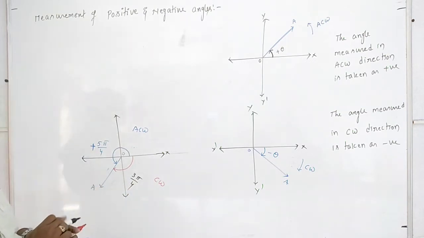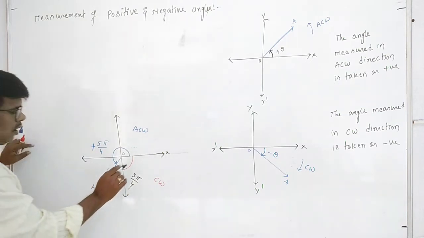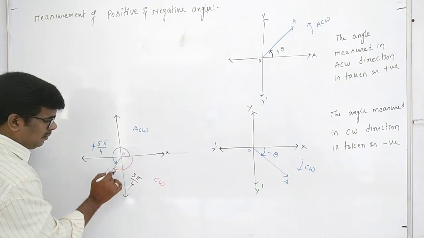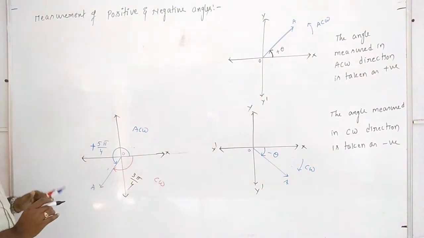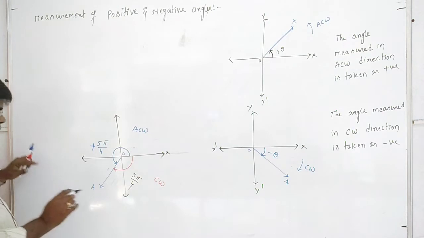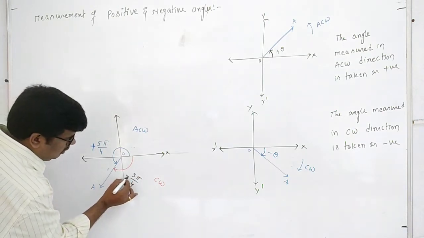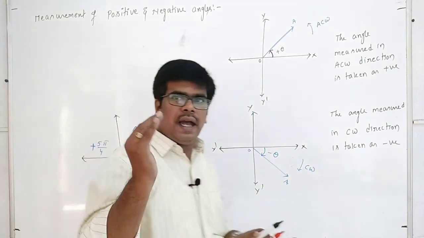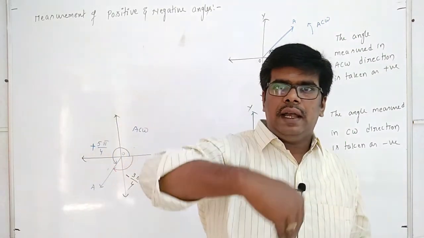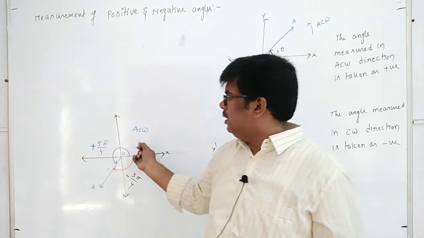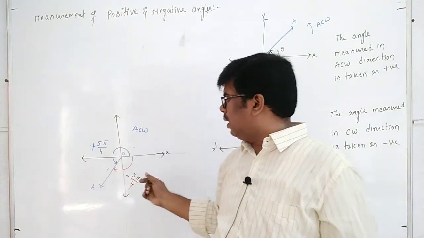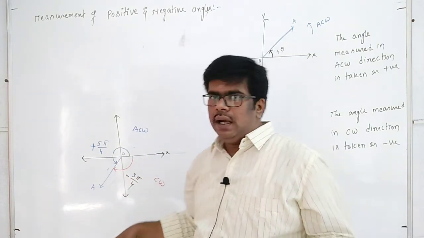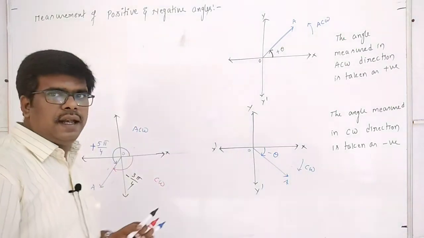And what about the sign here? In what direction did we measure this angle? Clockwise direction. So the sign convention we take for this is negative. So you have to understand that if you measure the angle in the anticlockwise direction, then it is positive, and in the clockwise direction it is negative. That is the sign convention we will be taking.